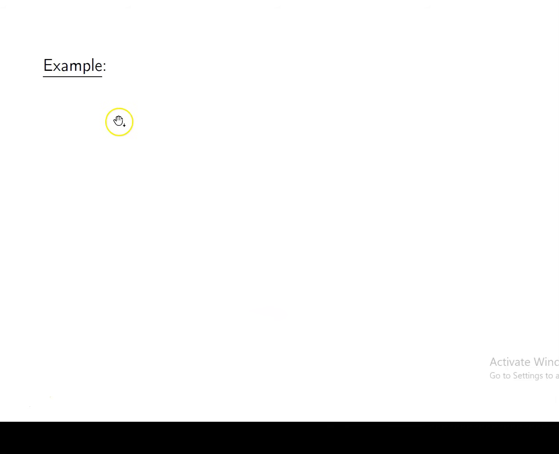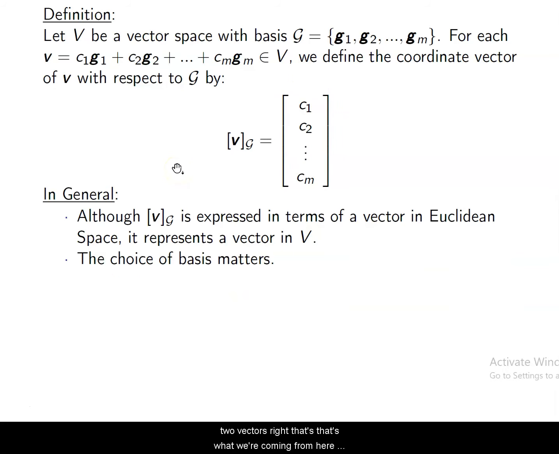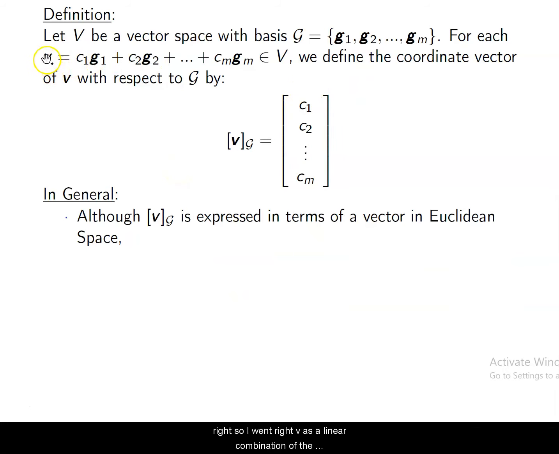If you're writing your lecture notes, as you should be when you watch this video, put huge stars next to them, okay? So we want to find the coordinate vector of v equals negative 11x with respect to the basis G, which is given by negative 3x plus 2 and 2x minus 5. So remember what that means is that I basically need to write v as a linear combination of these two vectors, right? That's where we're coming from here. So I want to write v as a linear combination of the given basis vectors.